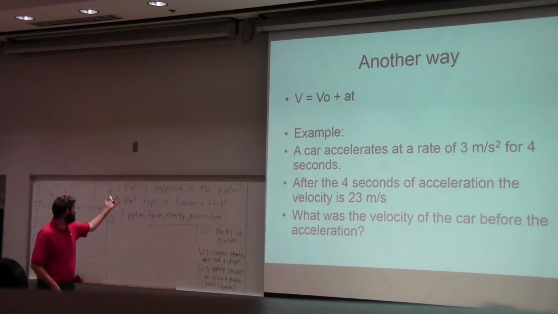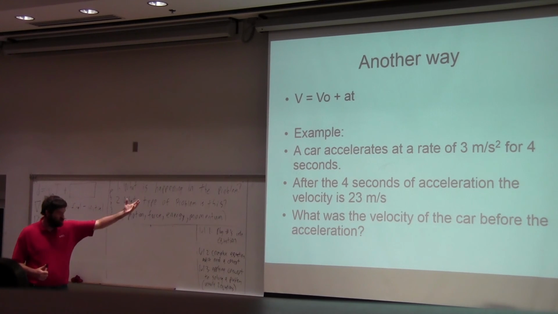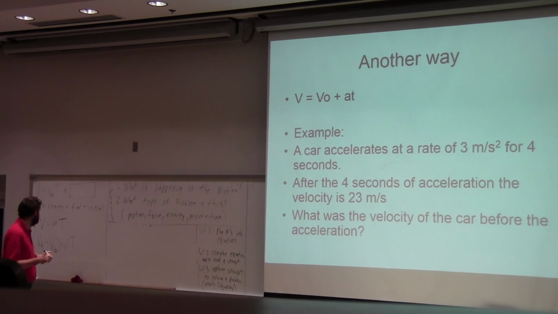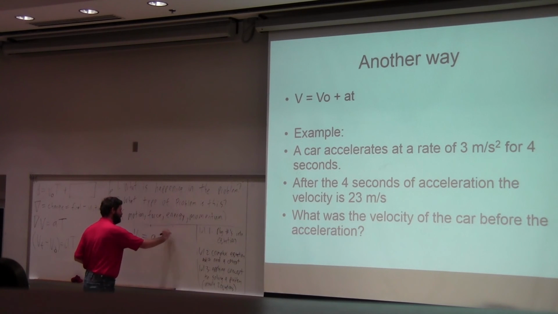All right, step 1. What's happening in the problem? I have a car that's speeding up. What type of problem is this? This is a motion problem. Now grab the equation. The equation I'm going to use is this one right here. I'm only going to need one equation because this is not a level 3 problem. So my final velocity minus my initial velocity equals acceleration times time.